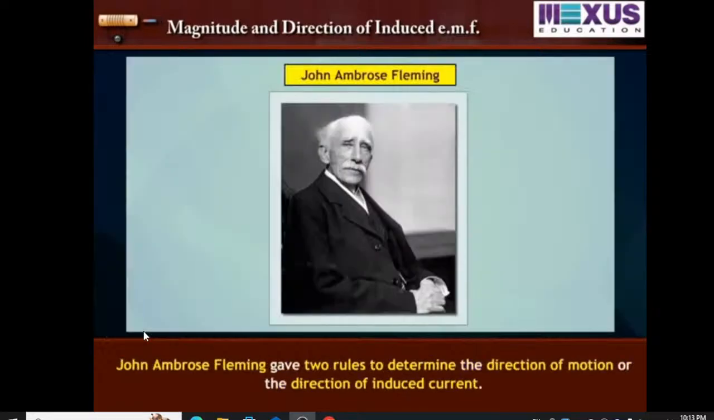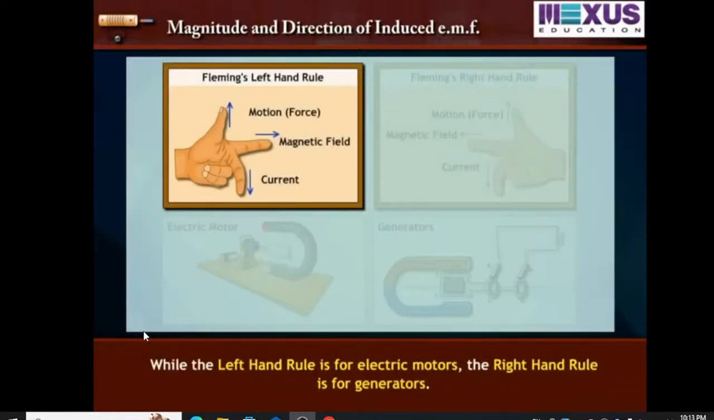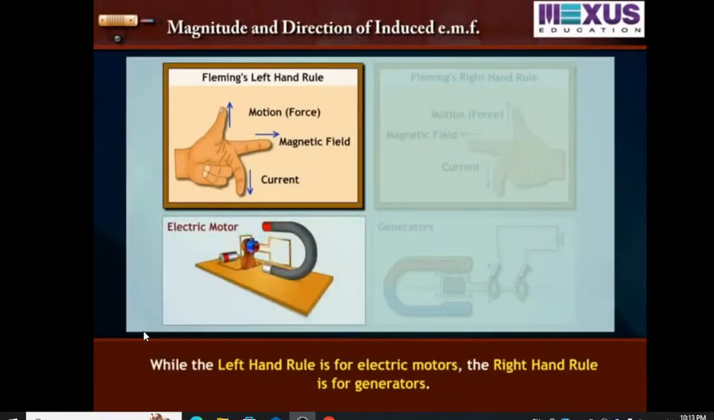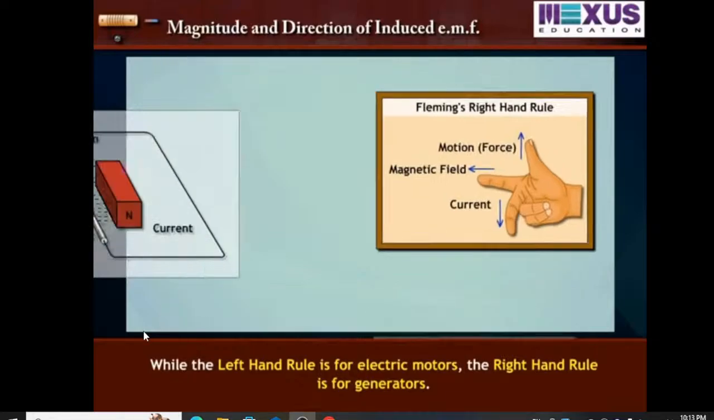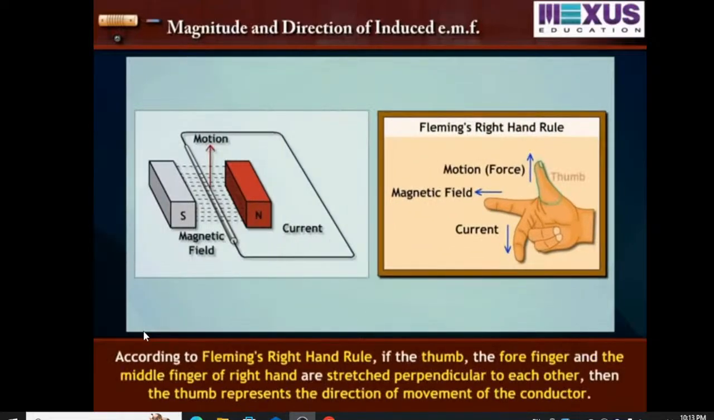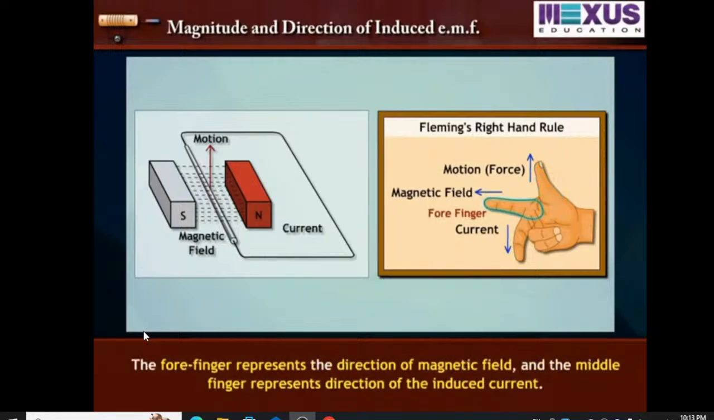John Ambrose Fleming gave two rules to determine the direction of motion, or the direction of induced current. While the left-hand rule is for electric motors, the right-hand rule is for generators. According to Fleming's right-hand rule, the thumb, forefinger, and middle finger of right hand are stretched perpendicular to each other. And if thumb represents the direction of movement of the conductor, forefinger represents the direction of the magnetic field, and the middle finger represents direction of the induced current.